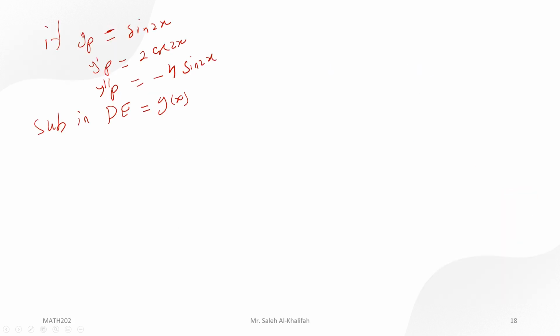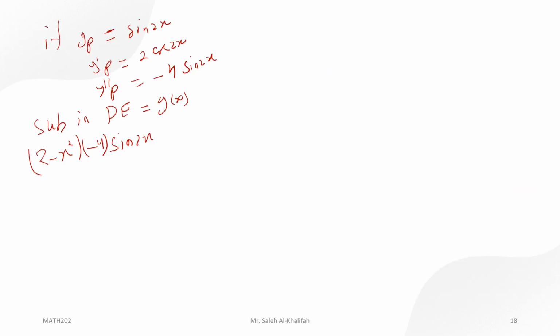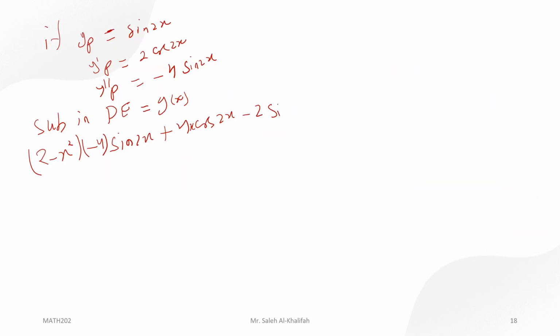الآن نعوض. We have 2 minus x square ضرب minus 4 sine 2x, then plus 2xy prime, plus 4 cosine 2x وهنا في x, بعدين minus 2y, minus 2 sine of 2x. This must be equal to the right side as we said. The right hand side. And simplify. ايش راح يطلع لك؟ 4x cosine 2x.